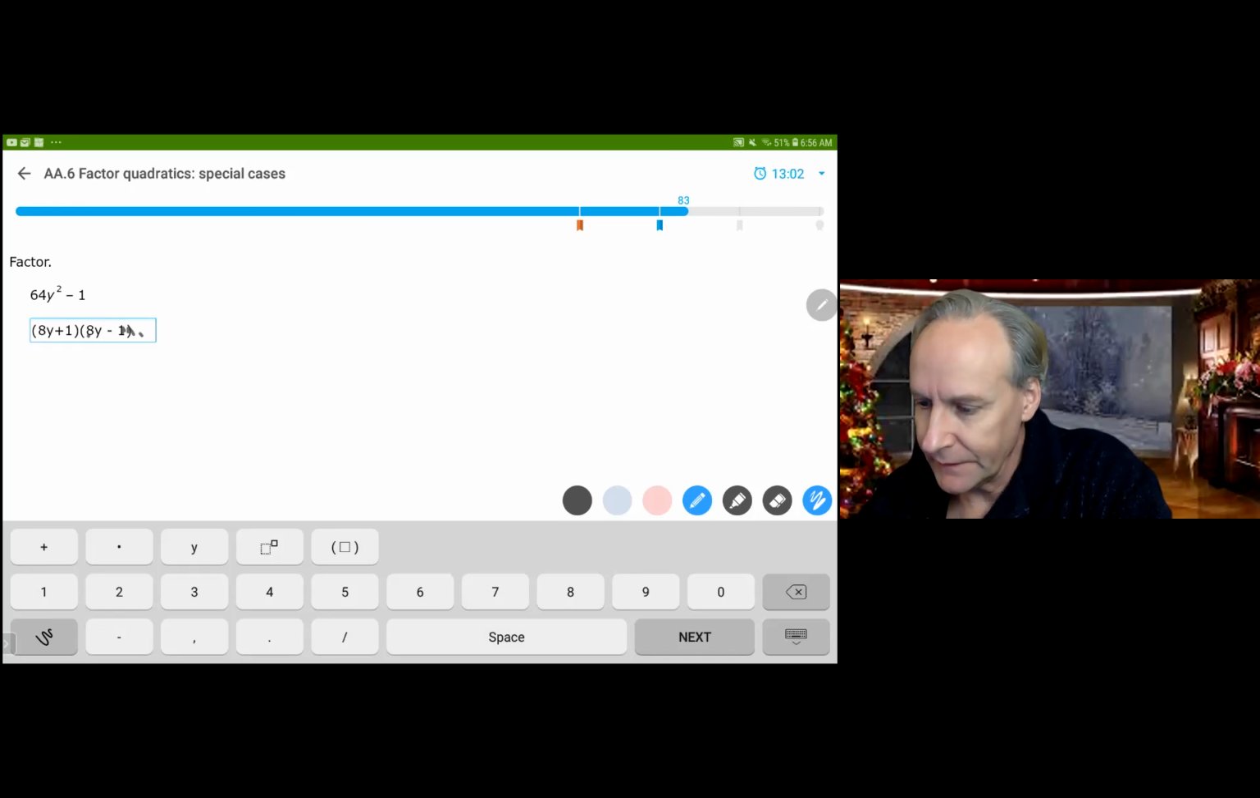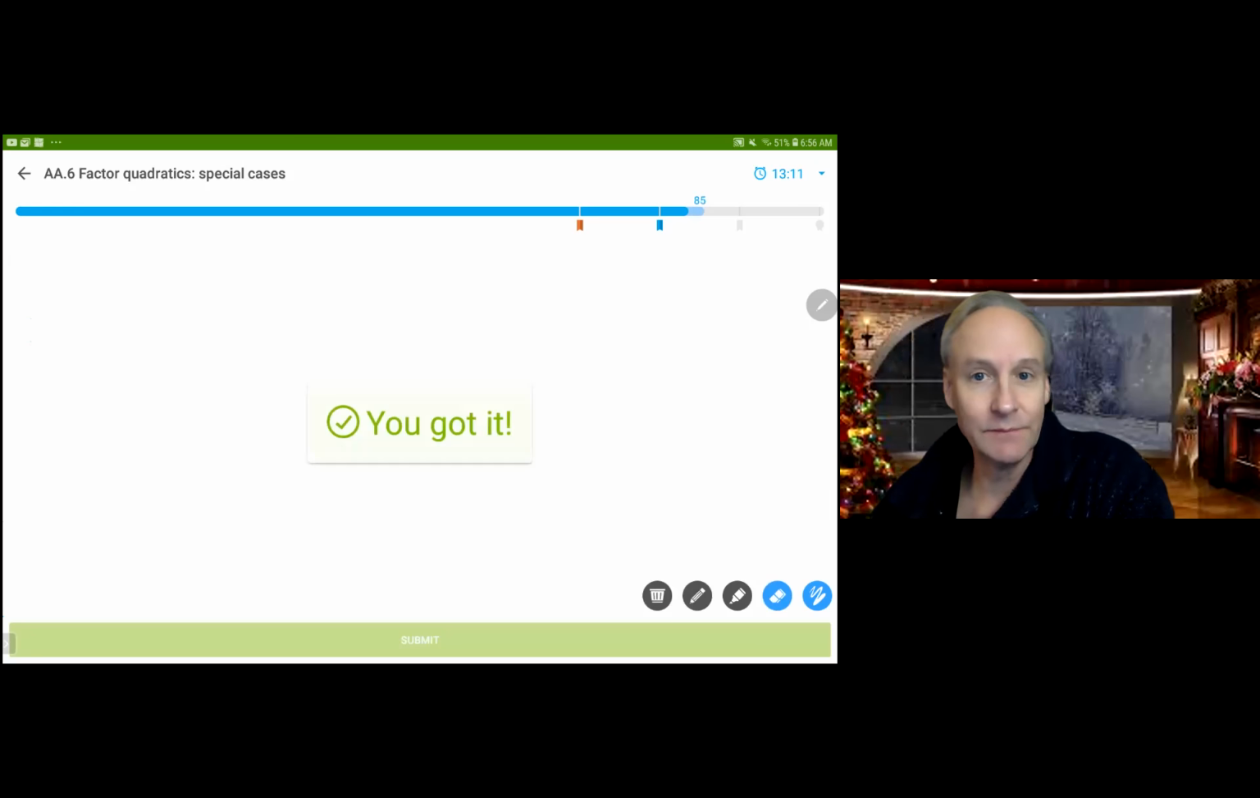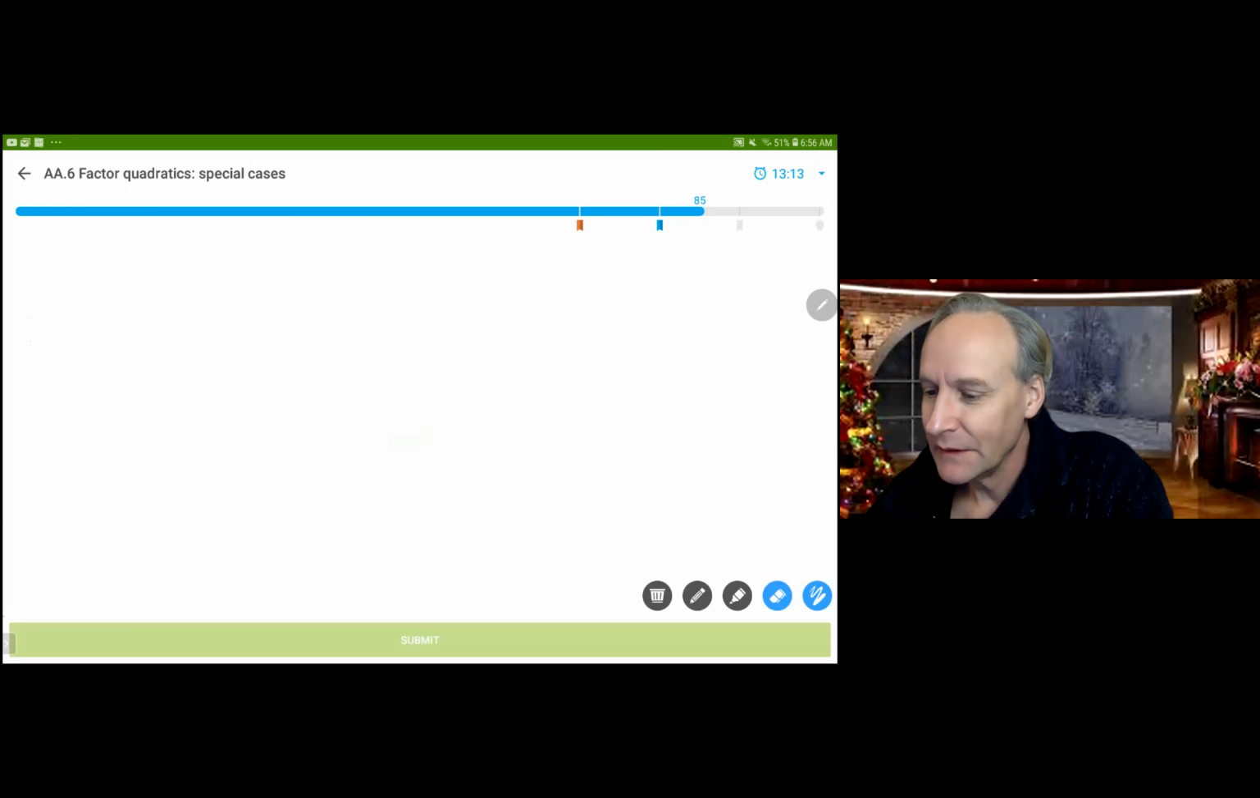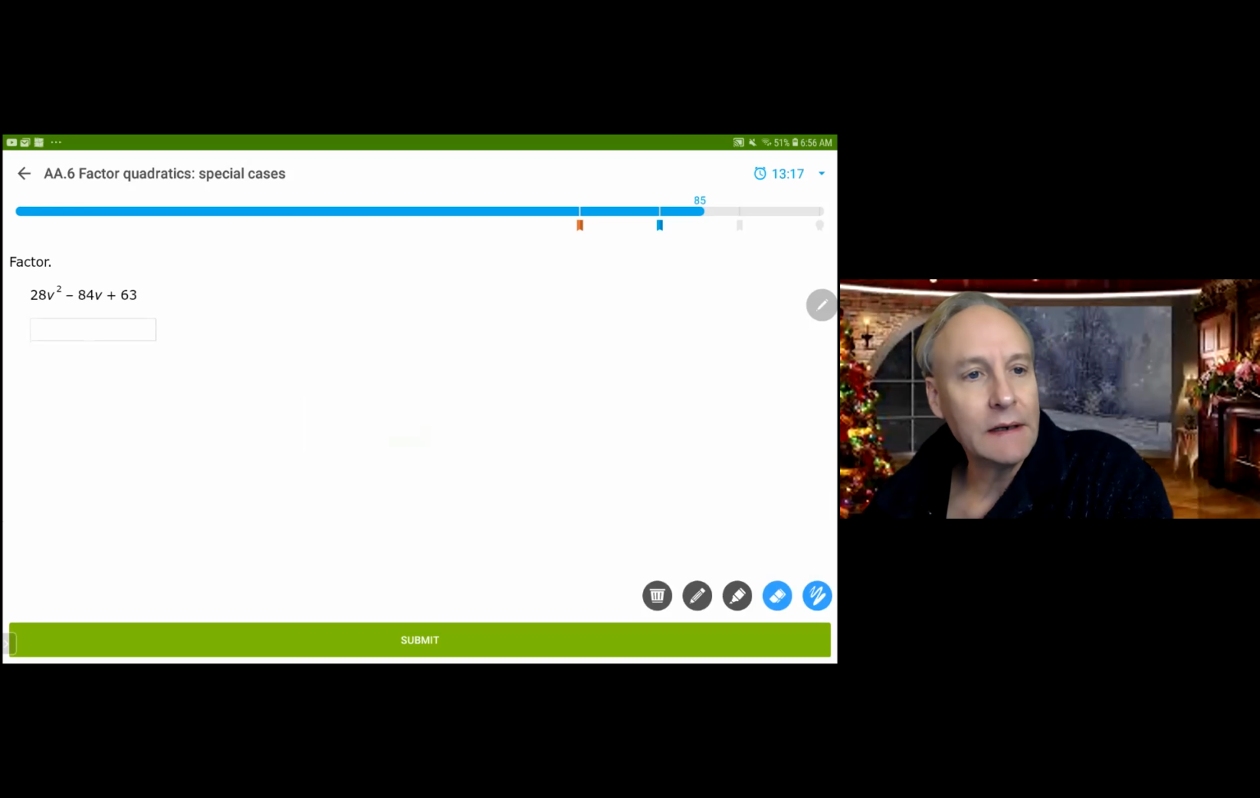Notice I'm still putting the space. I'm not sure if it's absolutely necessary, but I'm putting the space in there for my subtraction just in case. Sometimes it likes it, sometimes it doesn't. All right, now there's no perfect square at the beginning.